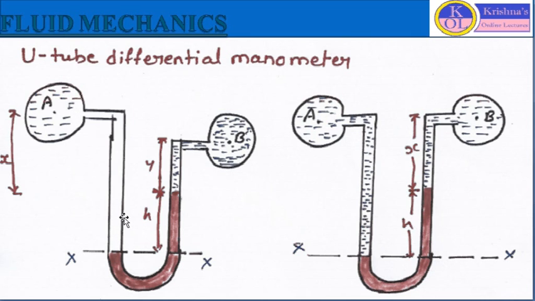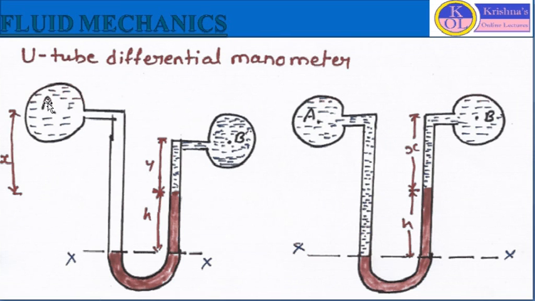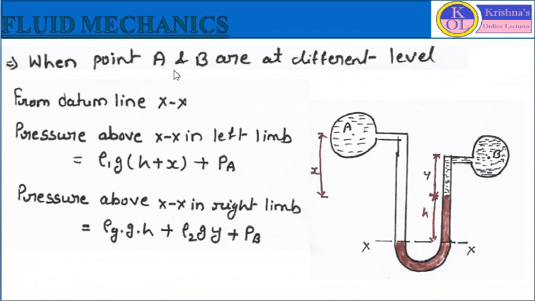This is a different liquid, and this is a different liquid. In pipe B we are considering density ρ2, and the density of the heavy liquid, mercury, we are considering ρg. The pressures at point A and point B we are considering as PA and PB. Here, when points A and B are at different levels, we will find out the pressures PA and PB, then the difference of pressure.